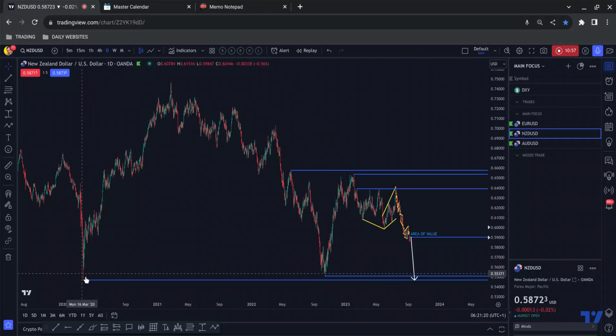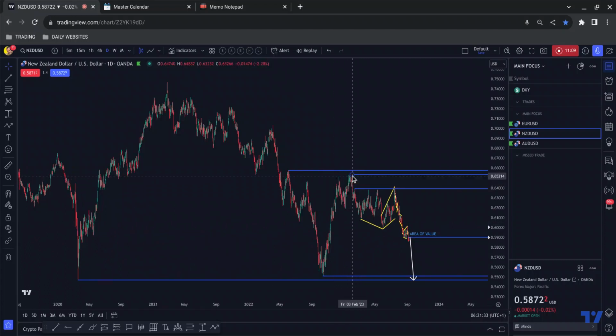And price does tend to fill these near misses when it gets close to an area of liquidity and doesn't quite tag them. It does tend to fill them, although not always immediately. That last statement is important when considering this near miss. It doesn't need to fill that straight away.